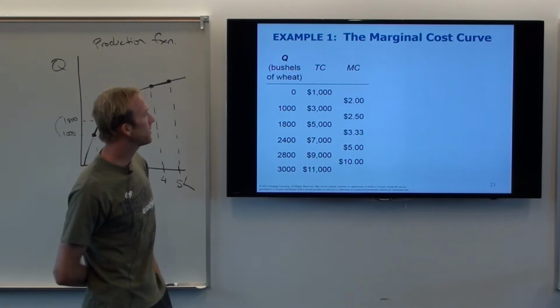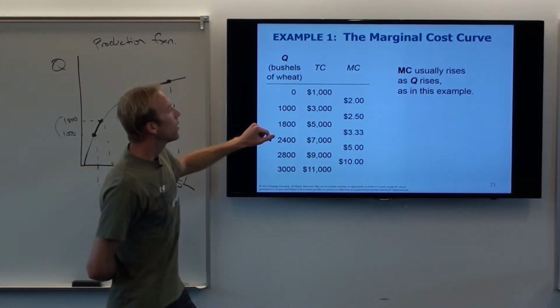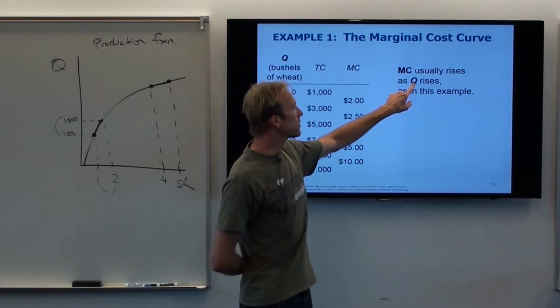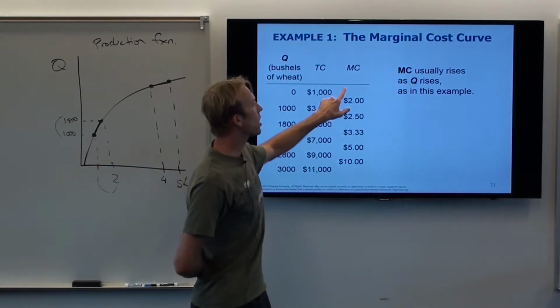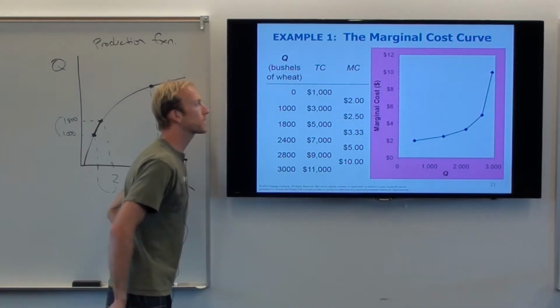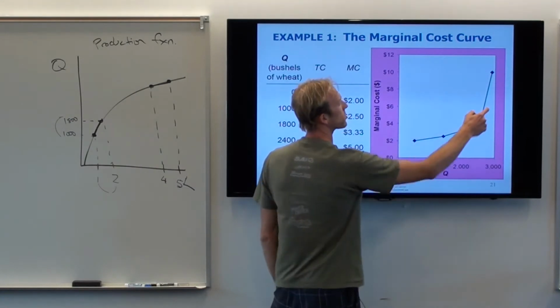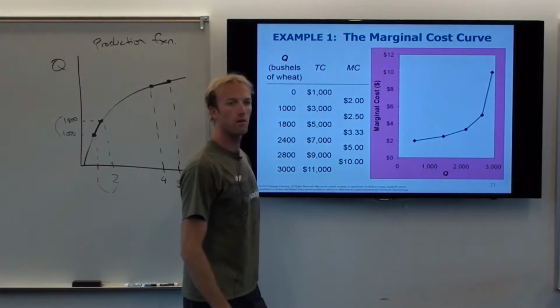All right, so we can graph that. I just move these all together. These are the same things that we just calculated. As my quantity goes up, marginal cost generally goes up, just like we showed. So if I graph it, it looks like this. As the quantity goes up, my marginal cost curve goes up.